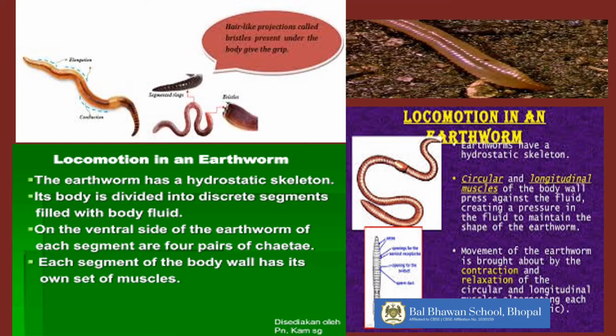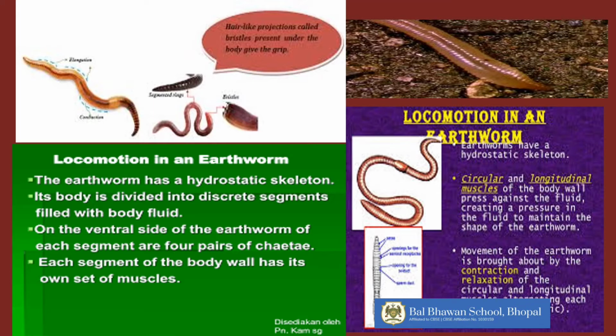In an earthworm, longitudinal and circular muscles of the body wall help in the movement. Besides this, earthworm also has hair-like structures. These hair-like structures are called bristles, and these bristles are present under the body, and these bristles give a firm grip to the earthworm.